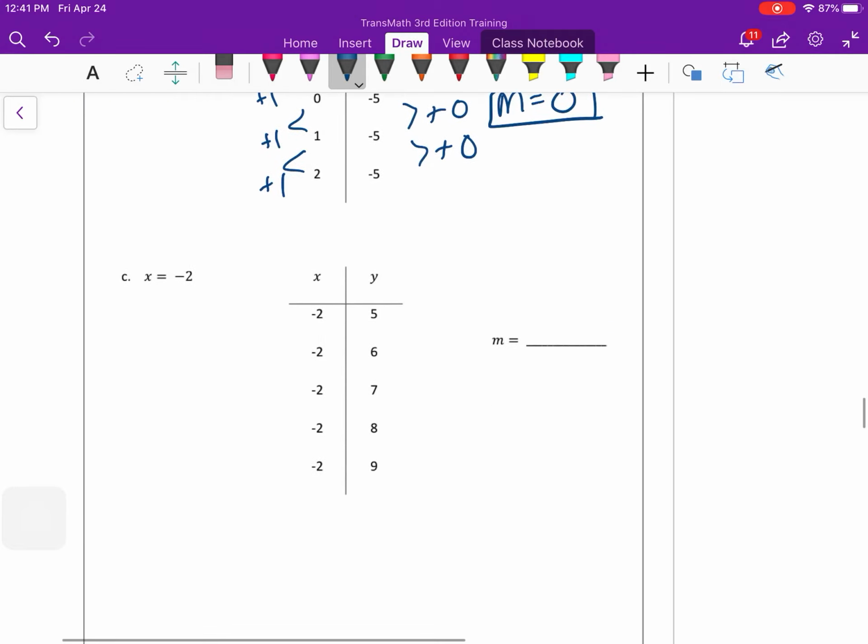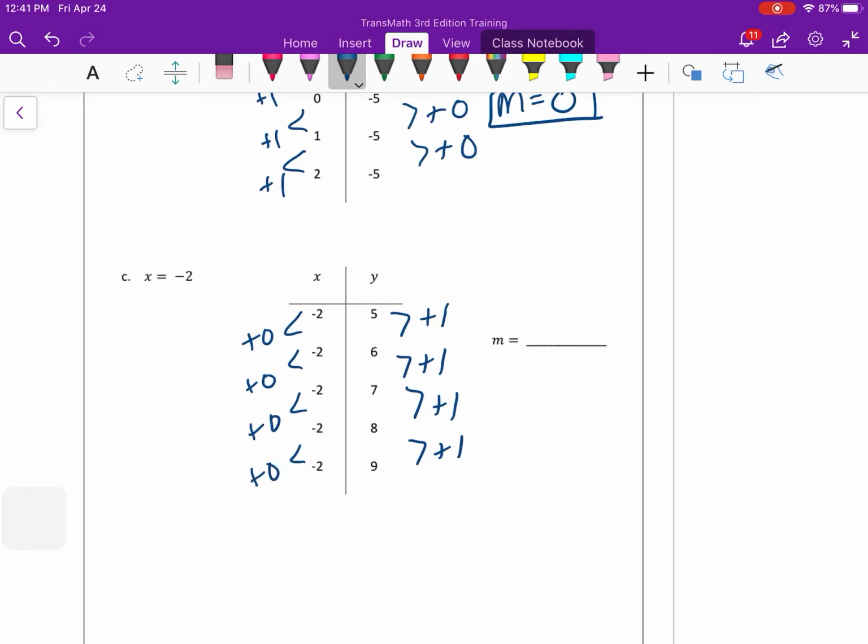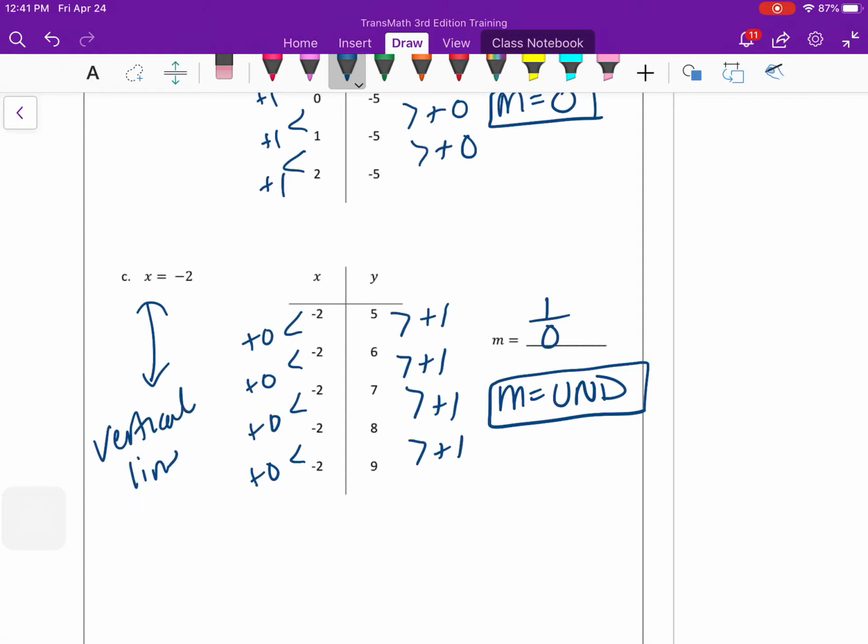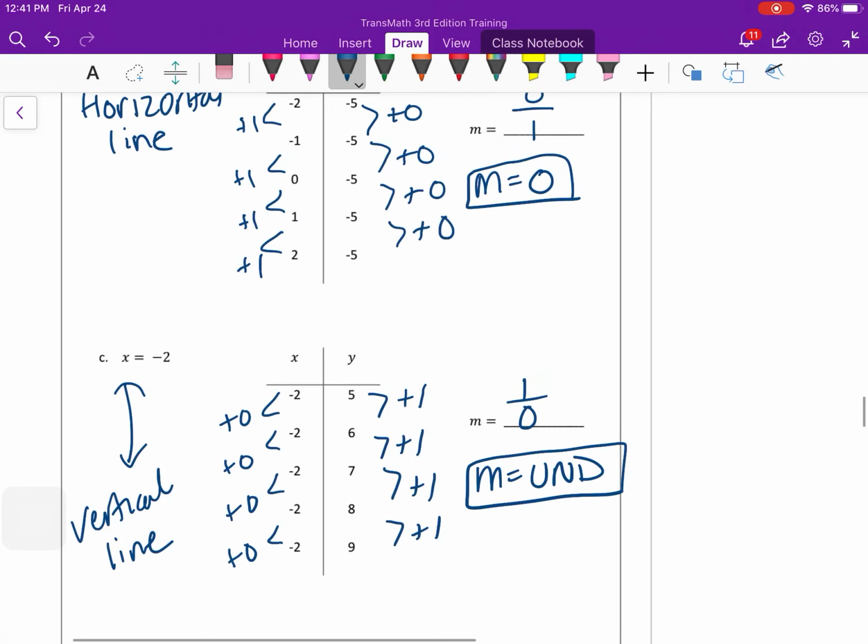Let's look at the x equals then. So on the y side, it looks like we're going up by 1. On this side, we aren't changing at all, so it's plus 0. So it's very similar to the other one we saw, except this time it's 1 over 0 as our slope, and we can't divide by 0. So this time the slope is undefined. This is a special case. This is a vertical line. And that's what those tables look like when you see those cases. x is always negative 2 or y is always negative 5.